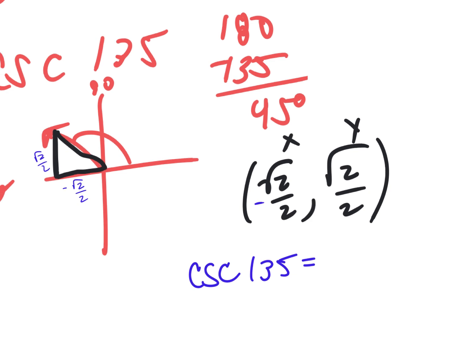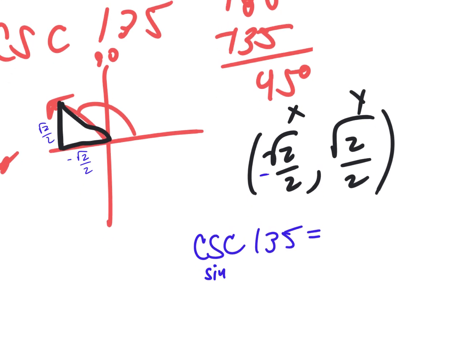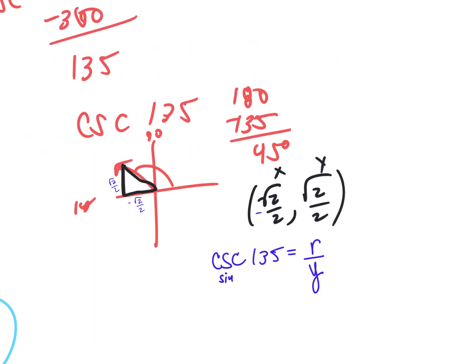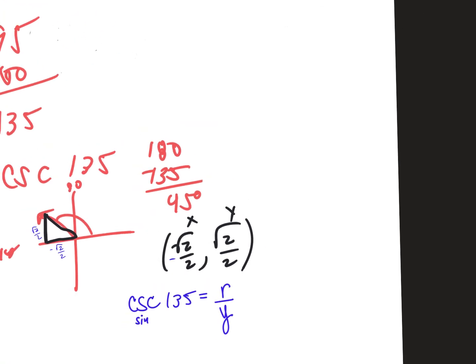What's our ratio? Cosecant goes with sine, so sine is y over r, so cosecant is going to be r over y. Now you guys are like, well, wait a second, I don't know what the r value is. Since this angle is on the unit circle, you know your r value is 1. But if you were going to find that out, let's talk about it.